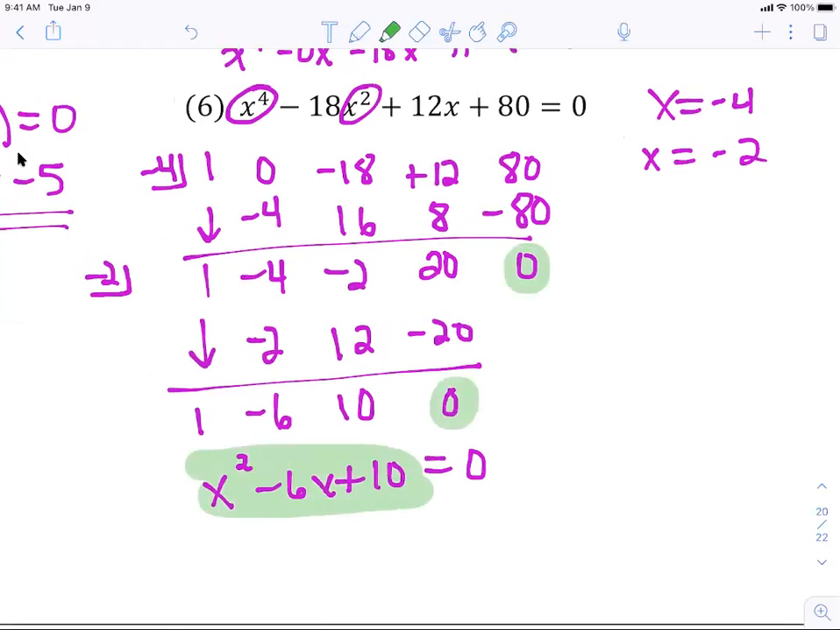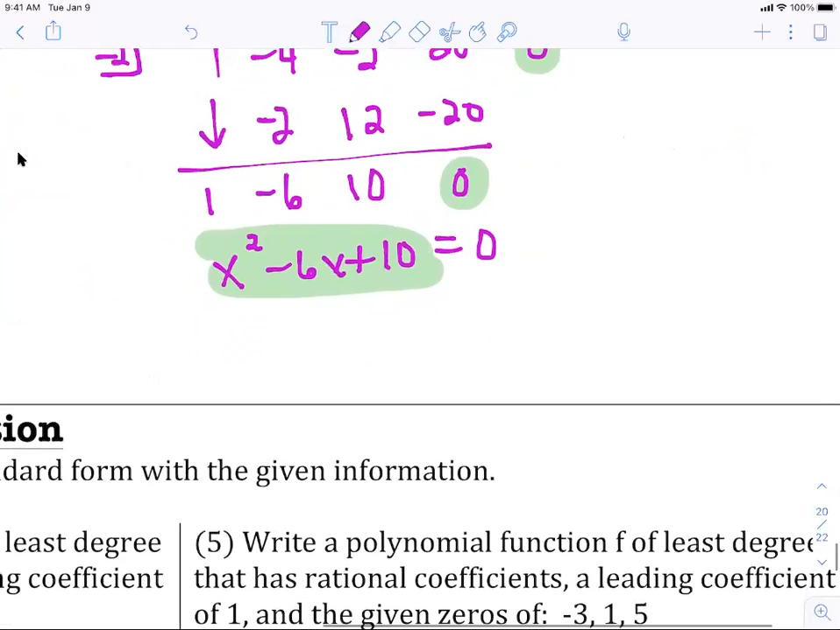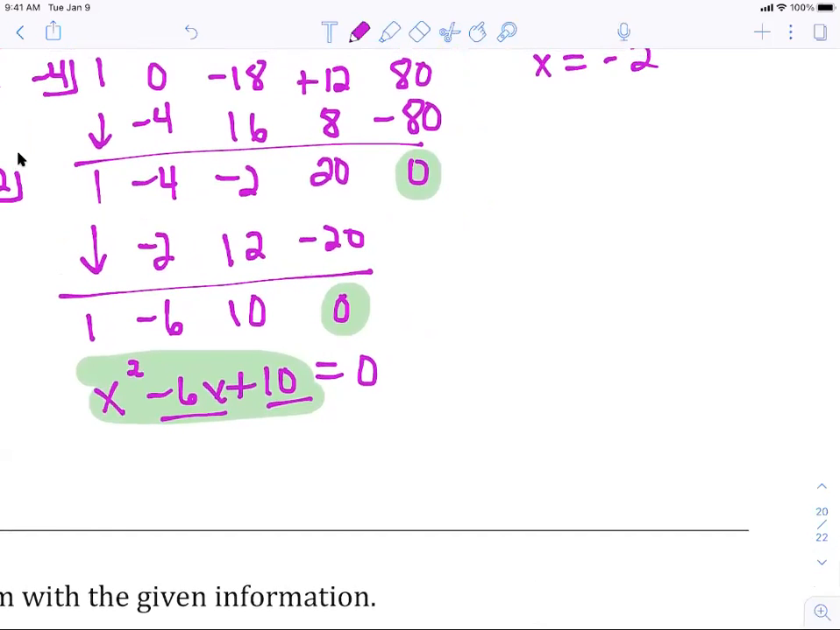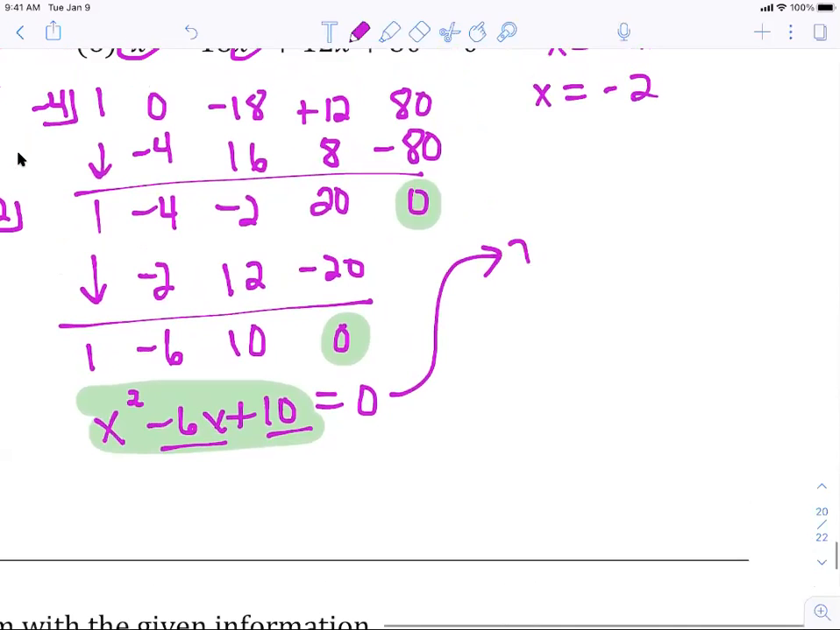Now, I know that this is where I can confirm that my other 2 are probably going to be imaginary, because there aren't any numbers that multiply to give me 10 that add to give me -6. Now, how to find those imaginary numbers? Well, we learned something last unit. We're going to use the quadratic formula.